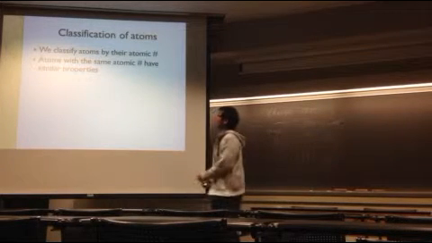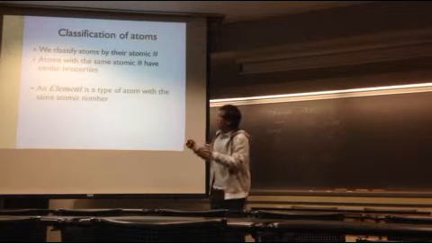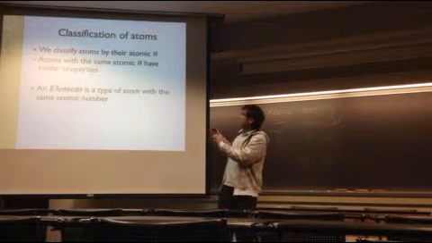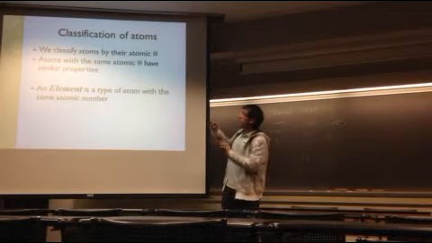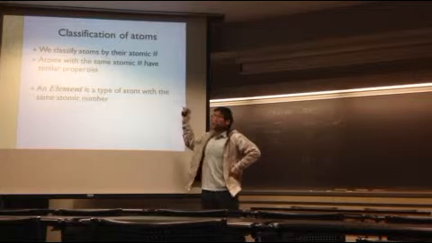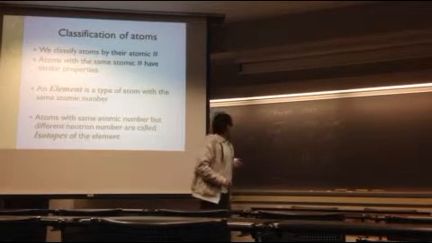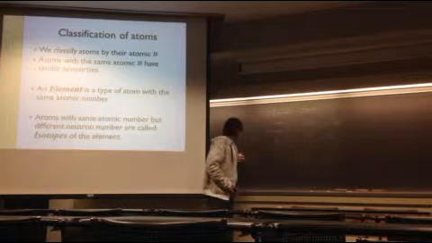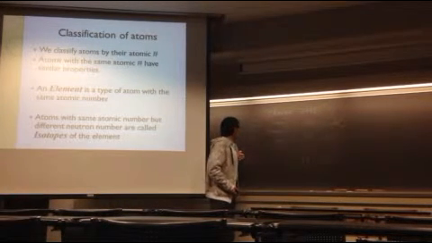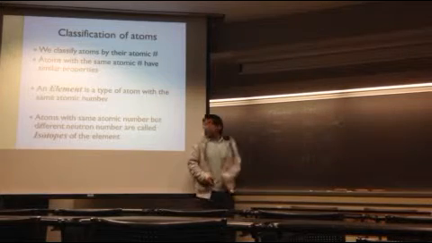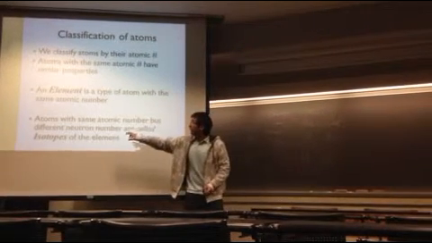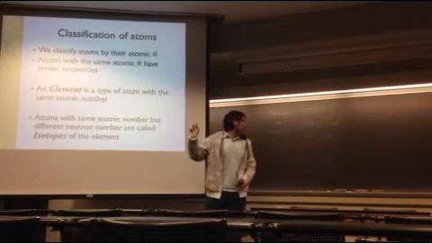All right? So then we have a name, element, which refers to the type of atom with the same atomic number, and as you see, they have similar properties. Okay? But for an element, of course, the atoms can have different numbers of neutrons. In that case, we call them different isotopes of the element.